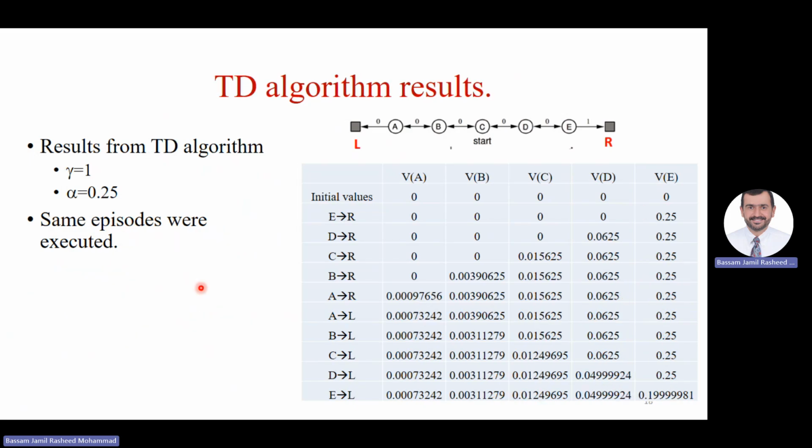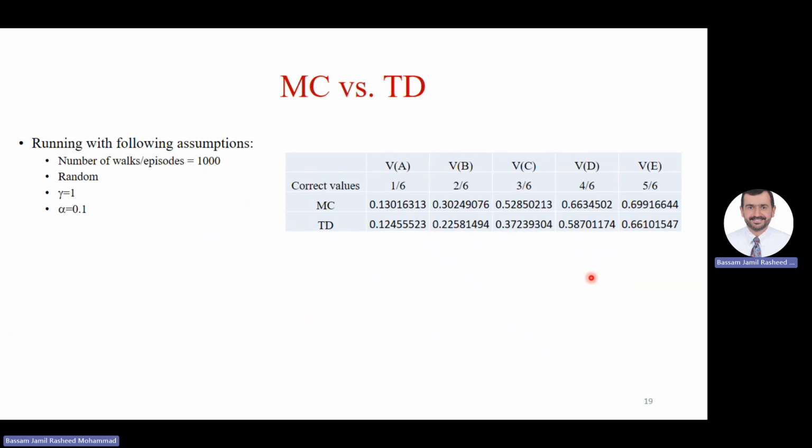Okay, and now when we run TD with the same assumptions, these are the TD values, but they are slower to catch up. So now, once we take Monte Carlo and TD and we run them for 1,000 episodes, notice how the state value is trying to approach 1 over 6, right?